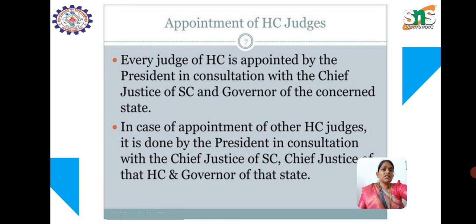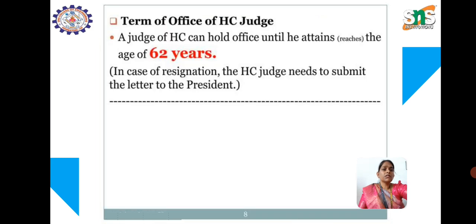Every judge of the High Court is appointed by the President in consultation with the Chief Justice of the Supreme Court and the Governor of the concerned state. By their knowledge, every judge is appointed. In the case of appointment of other High Court judges, it is done by the President in consultation with the Chief Justice of the Supreme Court and the Chief Justice of the High Court, and also the Governor of the state.